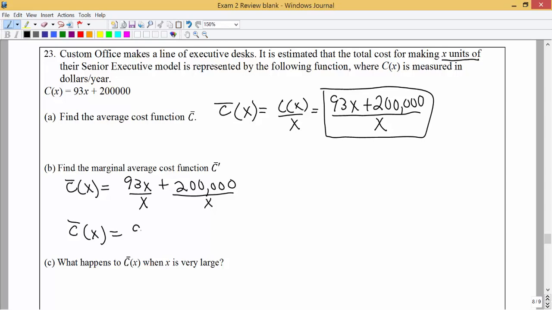93X divided by X would be 93. And then 200,000 divided by X, nothing reduces. I'm going to go ahead and move the X up to the top. And of course that's going to change the sign of the exponent to be -1.